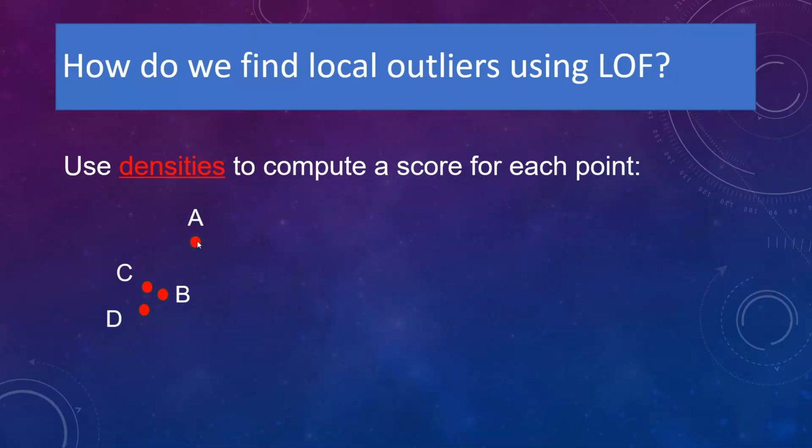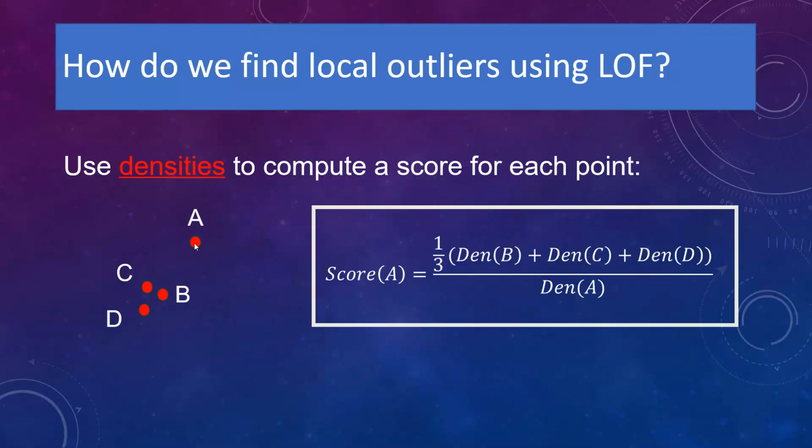And let's say we're focusing on this point here, A. So what's the score that we would use to assess the outlierness of this point? And it's given by this. This looks complicated, but it's actually very simple. We take the density of B, C, and D, and we average them, and we divide by the density of A. So why would that work? Well, if the density of A is very small and the density of B, C, and D average is large, we get a large score.